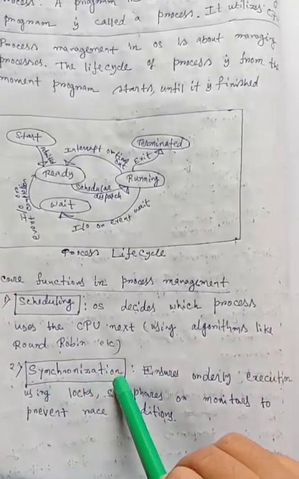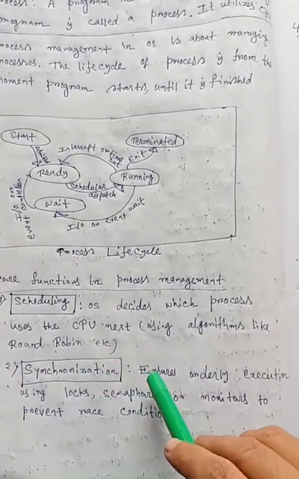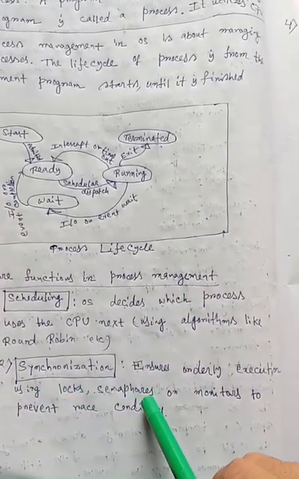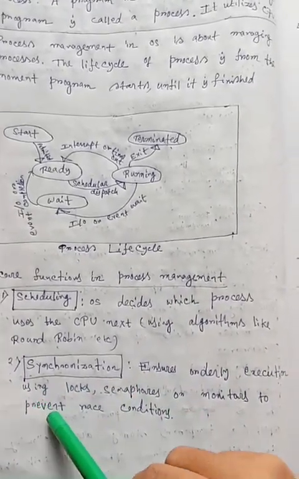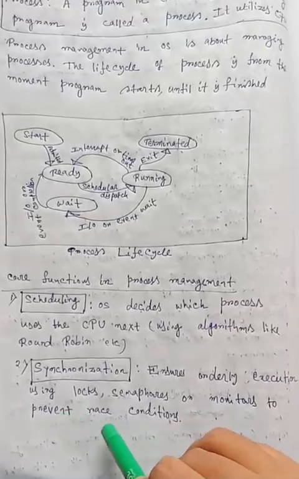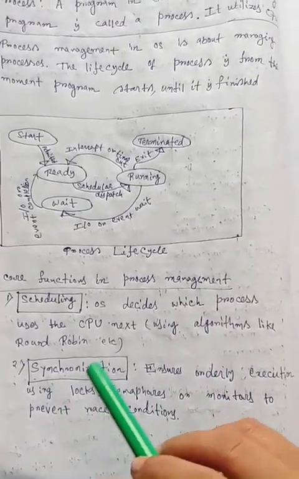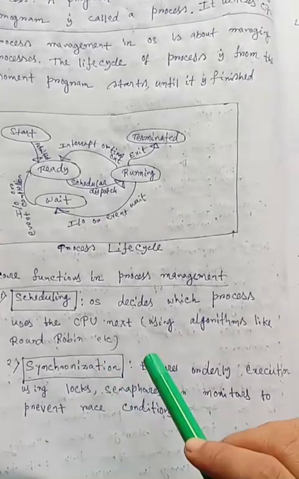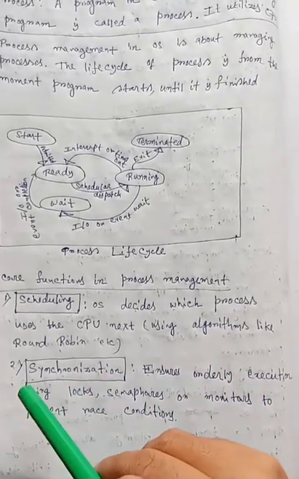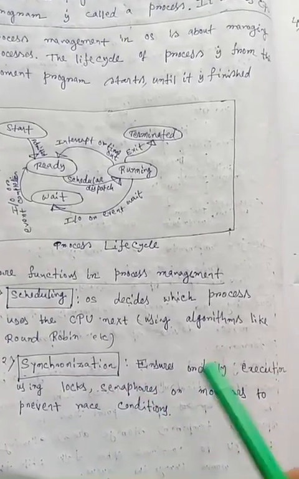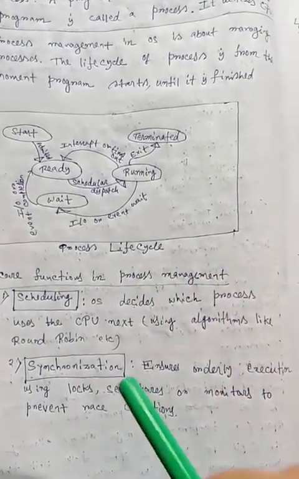Next we have synchronization. Synchronization ensures orderly execution using locks, semaphores or monitors to prevent race conditions. Race condition is another important aspect we will study later, and synchronization ensures that orderly execution occurs using locks and semaphores or monitors so that a race condition does not happen.